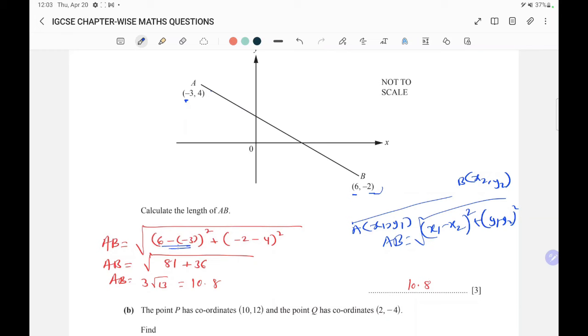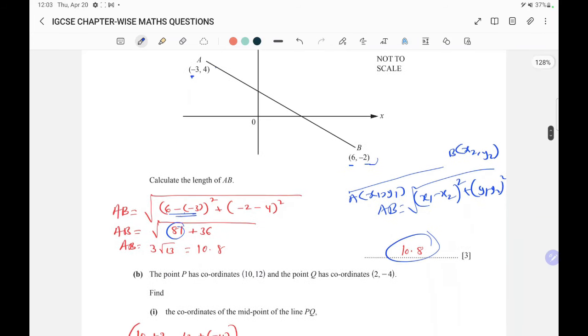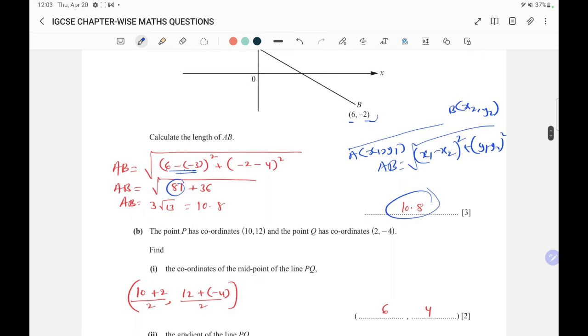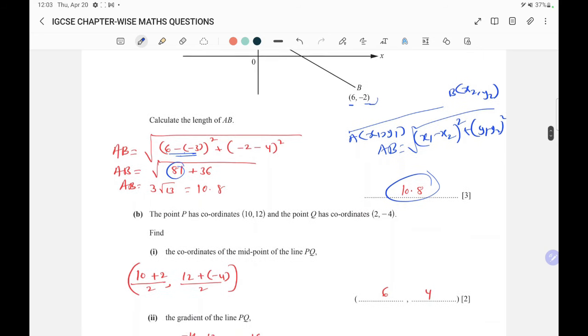So 6 plus 3, that is 9, 9 whole square, 81. Minus 2 minus 4, which is minus 6, square 36. So root of 81 plus 36, which is 3 root 13, which is 10.8. So this will be the answer. The point P has coordinate 10, 12, and Q has coordinate 2, minus 4. Find the coordinates of the midpoint of PQ.